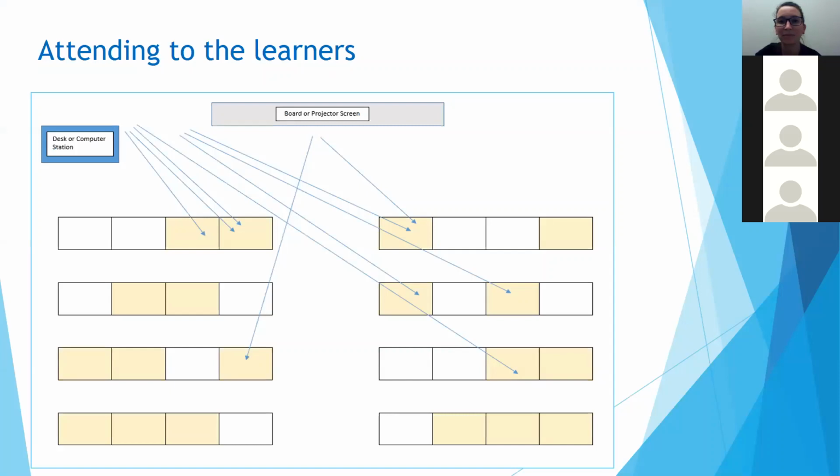Look at this lovely thing that I created. I'm so proud of this. I created this from scratch. This is how you pay attention to learners. And as you notice, you have the board or projector. It's a typical classroom, and you have a computer station, right?